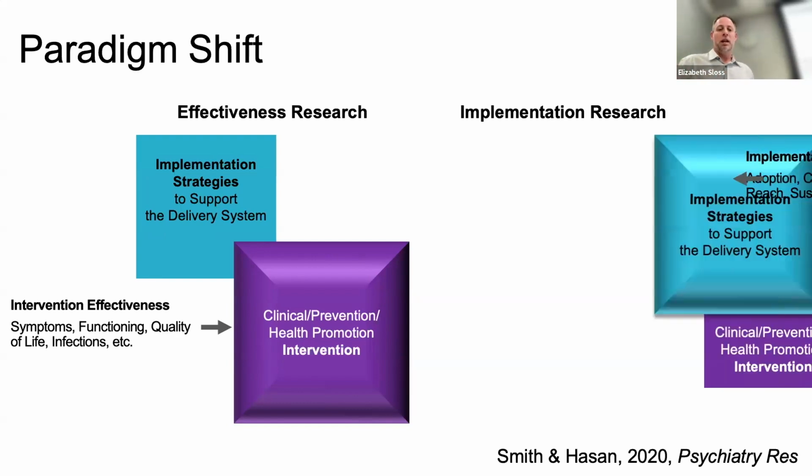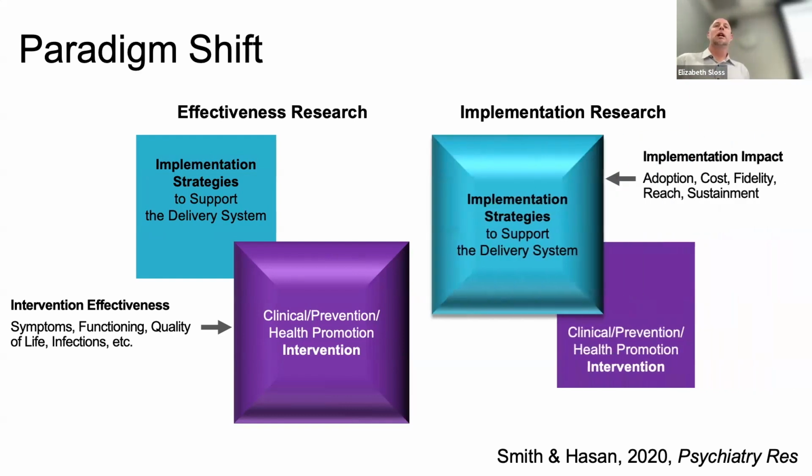In an implementation study, it's completely flipped. So foreground, background, the intervention is still there. It's still important. We still want to know that it worked, and we want to have some evidence, especially that it didn't get worse or degrade because of our approach. But really now we are focused on implementation strategies. Because we have a primary focus on implementation strategies, our focus also shifts to implementation outcomes and the impact of implementation rather than the effectiveness of an intervention.